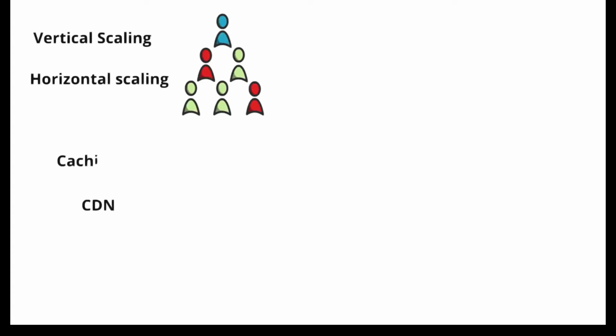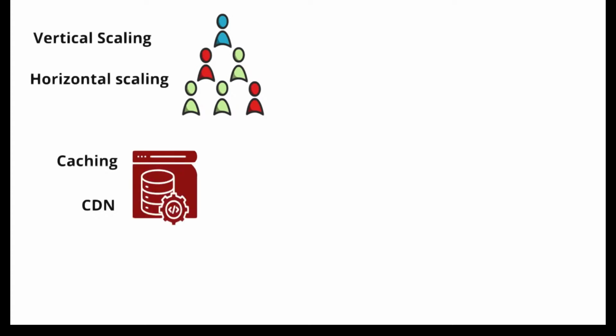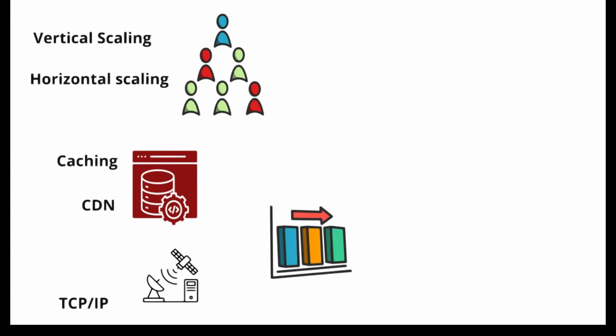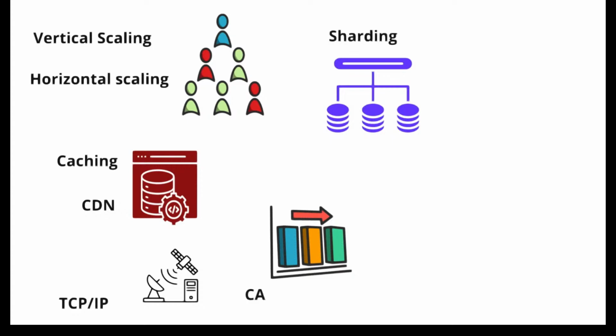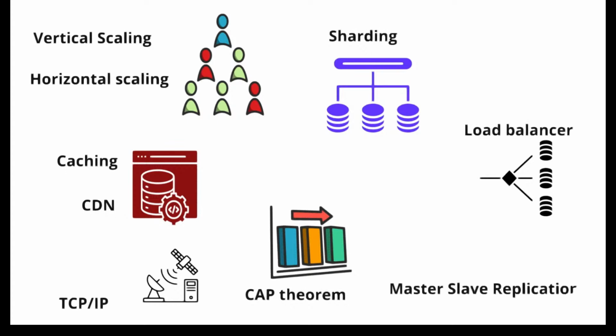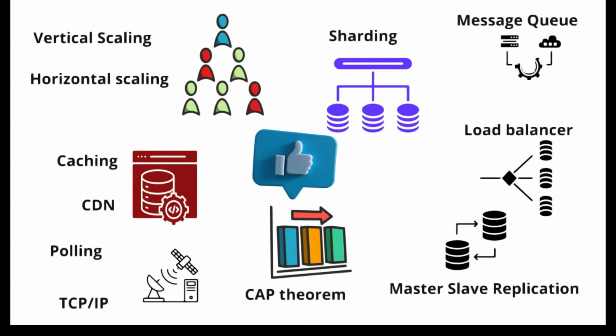In today's video, we will break down 11 fundamental system design concepts that every software engineer should know, from scalability to load balancing, from caching to database sharding. We will cover it all with real-world examples and easy-to-understand explanations. Whether you are preparing for an interview or just want to level up your system design skills, this video is for you. Let's start.